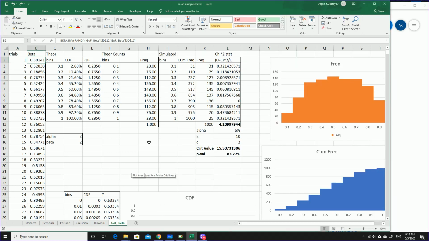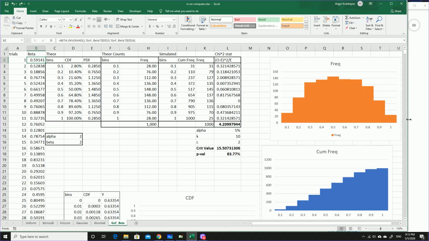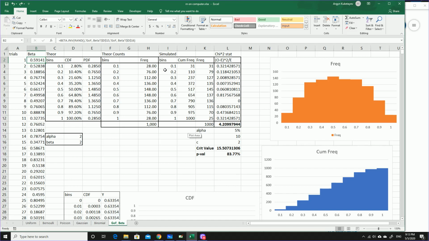So I'm going to press F9 several times, but before I do that, I'll just show you what's going on in this column, right? It is the same technique, inverse CDF technique, which we studied in other videos, but in this case, I'm applying it to beta distribution with the following parameters. Alpha and beta equal to 2, and as I said, in this case, I should expect an arc-shaped histogram. And I built the histogram from what? From 10 bins.